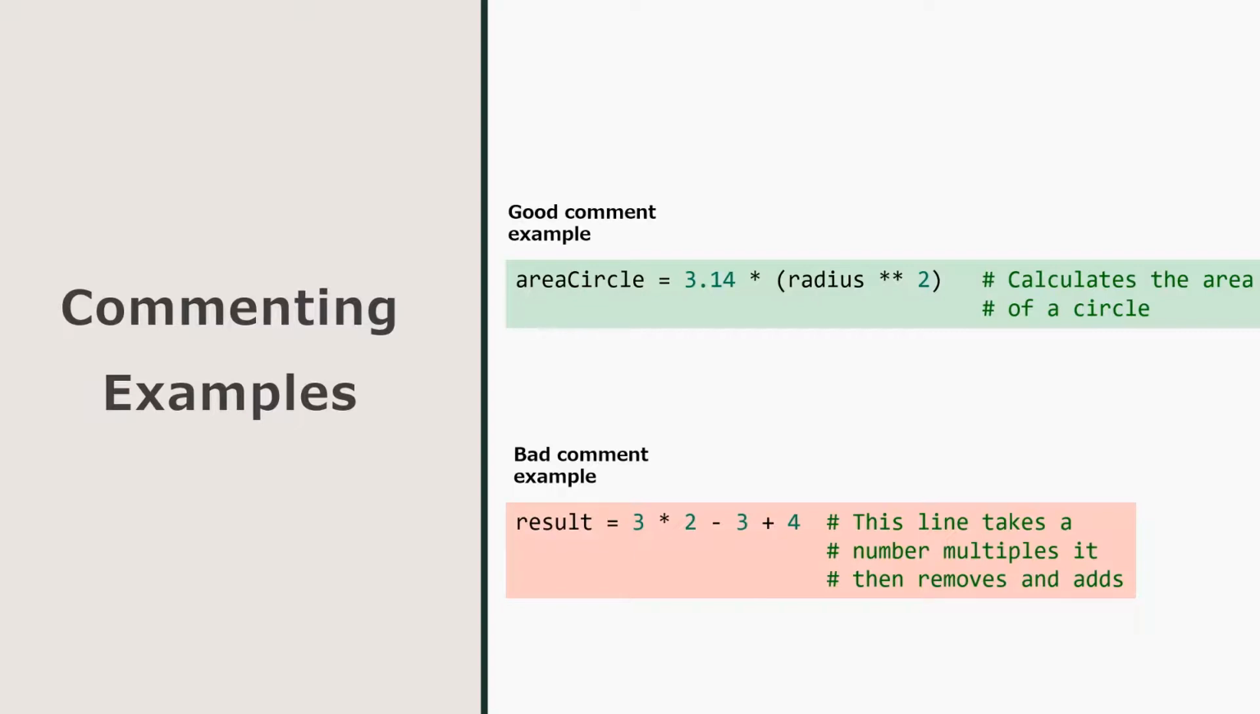to understand what's happening. But then on the bottom, we have what are probably among the worst comments. The bottom line of code takes result, then does 3 times 2 minus 3 plus 4, and then stores it in a result. And then the comment just says that exact same thing. It says this line takes a number, multiplies it, then removes and adds. Well, I know that just by reading the line. I learned nothing here. This just took up 2 extra lines of code for no reason. So no comment would have been better than this comment in that second example.